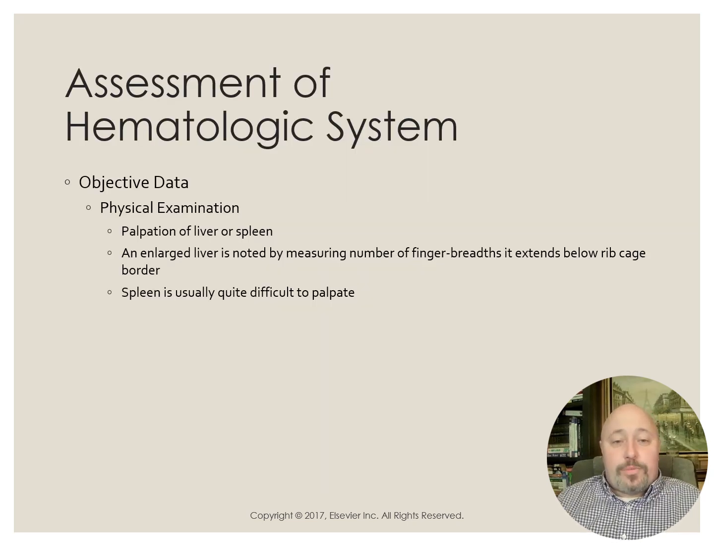Both the liver and spleen are normally not detectable by palpating the abdomen. The spleen may be more difficult to detect because of its deep location in the left abdomen. An enlarged liver is noted by measuring the number of finger breadths it extends below the ribcage border. The spleen is usually quite difficult to palpate.